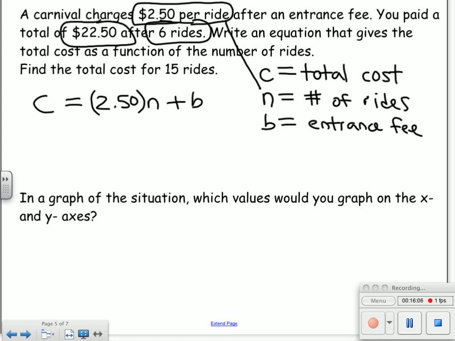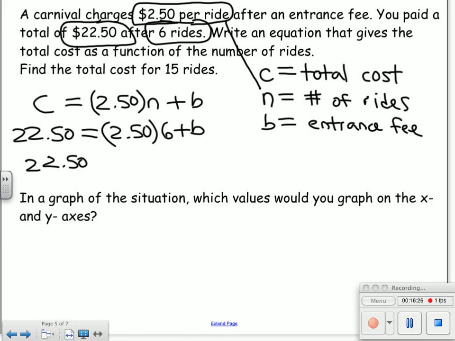So now we have our information here. $22.50 after 6 rides. And now I just start plugging in the numbers. N, the number of rides, is going to be 6 plus B. So now I've got here, $22.50 is equal to, well, that's going to be $15 plus B. So I subtract 15 on both sides, and I get that $7.50 is equal to B.